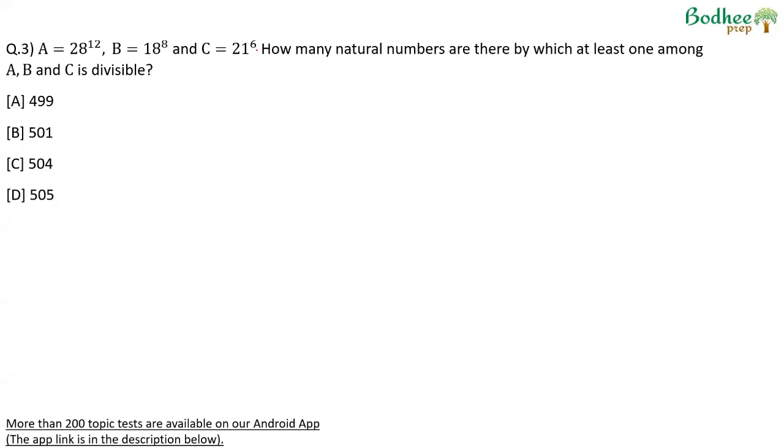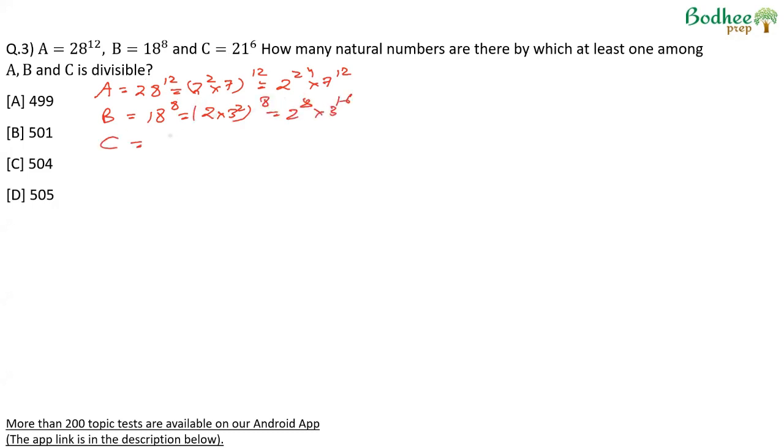A is equal to 28 raised to power 12, B is 18 raised to power 8, C is 21 raised to power 6. How many natural numbers are there by which at least one among A, B, C is divisible? Now, A is 28 raised to power 12, which becomes 4 into 7, so 2 square into 7, raised to power 12, and therefore 2 raised to power 24 into 7 raised to power 12. B, 18 raised to power 8, which is 2 into 9, or 2 into 3 square, raised to power 8, which becomes 2 raised to power 8 into 3 raised to power 16. C, 21 raised to power 6, which is nothing but 7 into 3 raised to power 6, so 7 raised to power 6 into 3 raised to power 6.